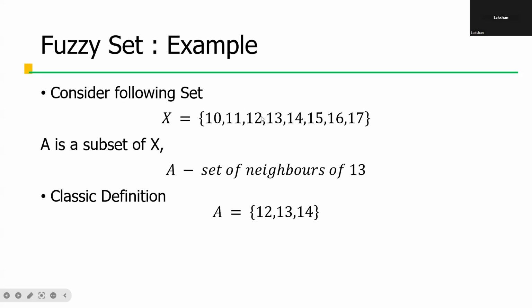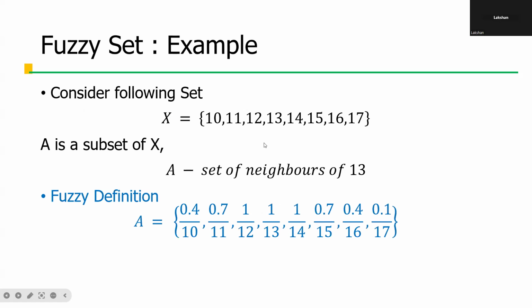So since 11 and 15 are not exactly next to 13, they also can be neighbors, but in here we cannot consider that. We only have a binary representation. We can say that it is a neighbor or not. So we have to choose these two with the classical definition as the definition of the set of neighbors of 13. So for the A, we have 12, 13, and 14 only.